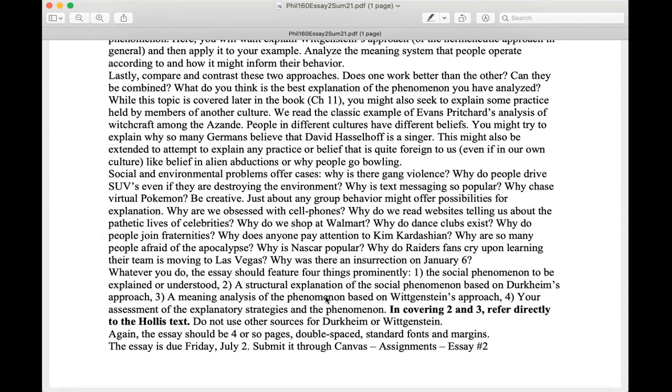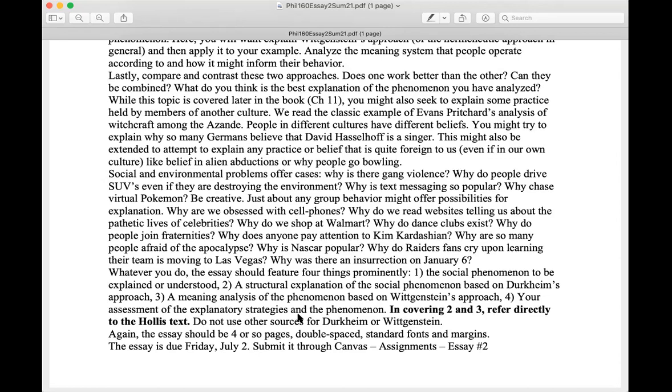Whatever you do, you should describe at some length the social phenomenon or behavior to be explained or understood. You should tell me about Durkheim and what his approach would produce. You should tell me about Wittgenstein and what his approach would produce. And then you should tell me what you think about this.